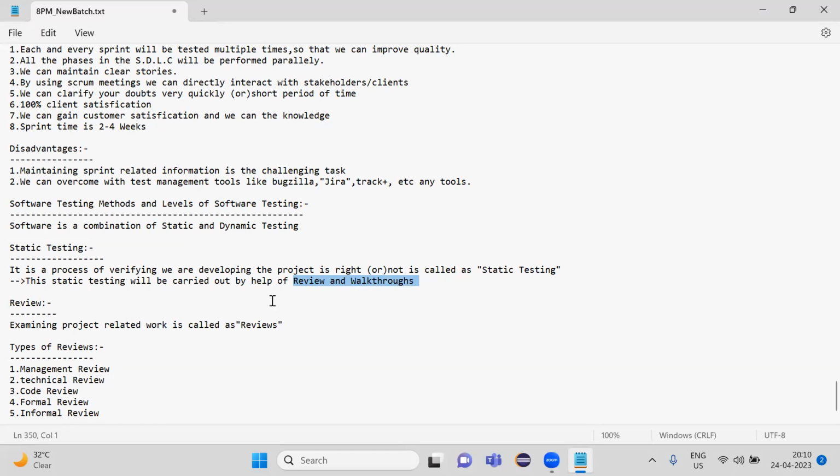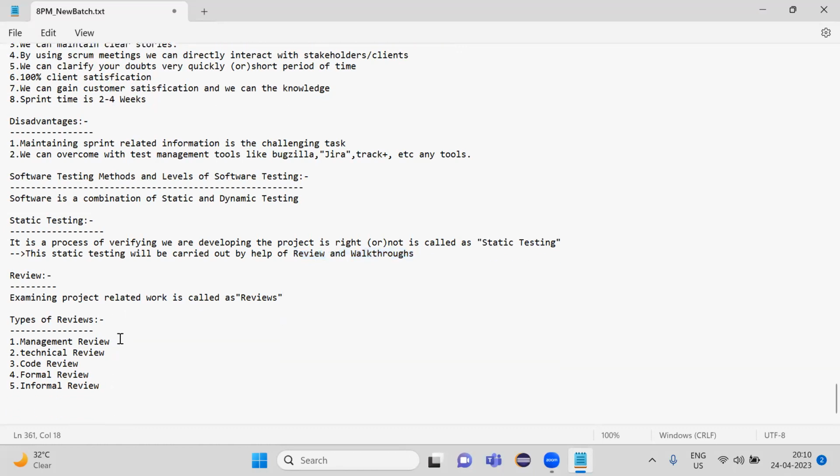Reviews is nothing but examining the project related work. How many types of reviews are there? We have 5 types of reviews: management review, technical review, code review, formal and informal review. What is a management review? Who is going to conduct this type of review, guys? Who will conduct this kind of review?